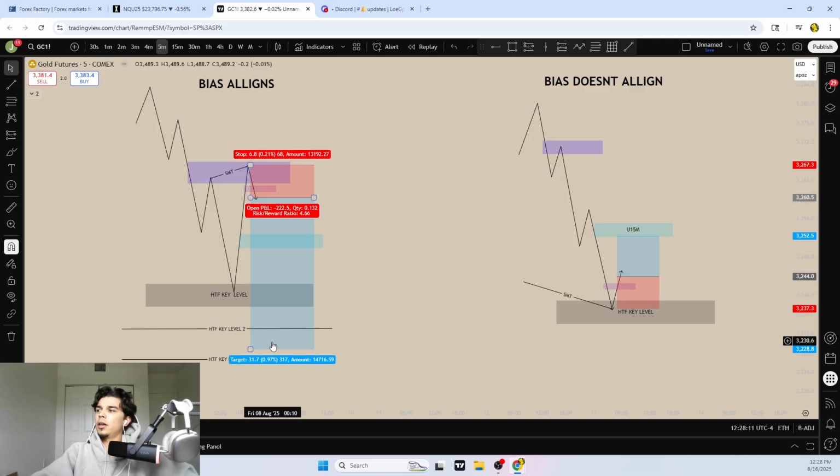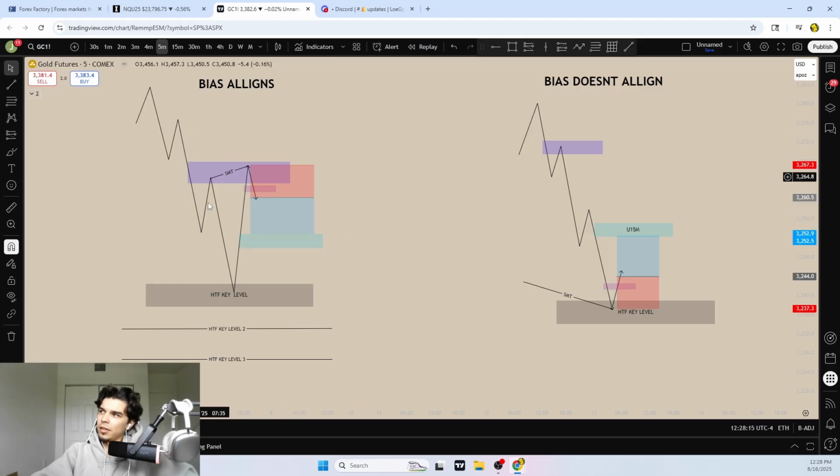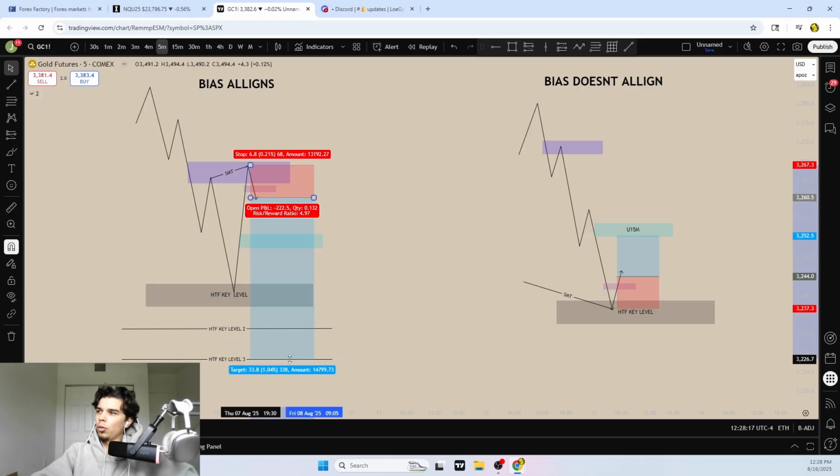Stops at the SMT highs. Where's our first take profit? First take profit is going to be this unfilled gap. And like I said, since our bias aligns, we can then hold the runners to this low that's inside the key level, high time frame key level 2 and high time frame key level 3, okay?